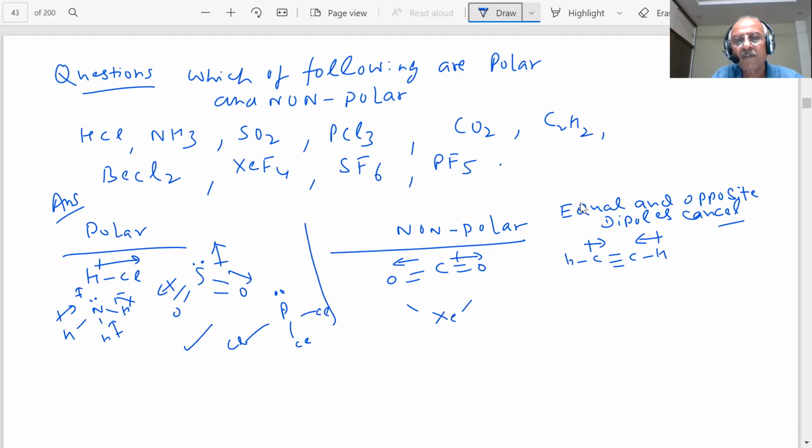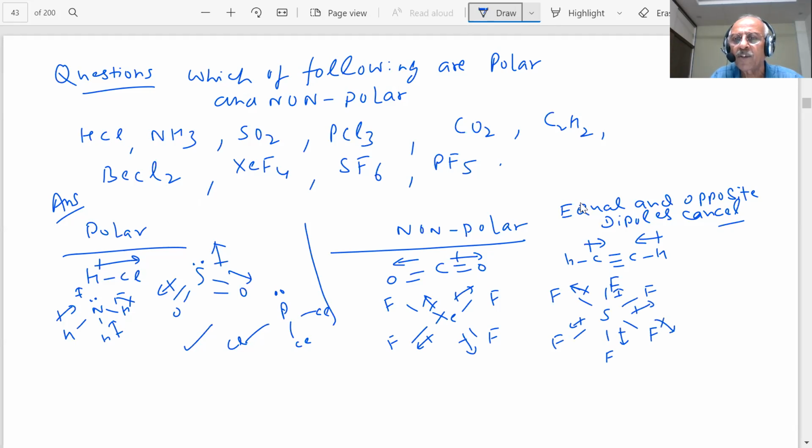Similarly, XeF4, they will cancel. In this also there will be cancellation, equal and opposite, zero. They are symmetric molecules, and SF6 also, octahedral. Equal and opposite dipoles cancel. This is equal and opposite, equal and opposite, equal and opposite, zero.